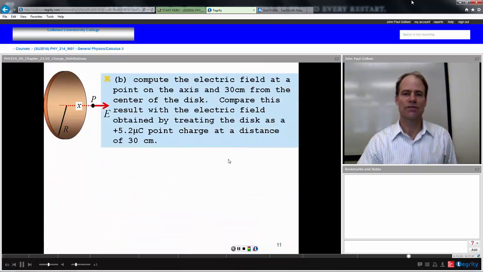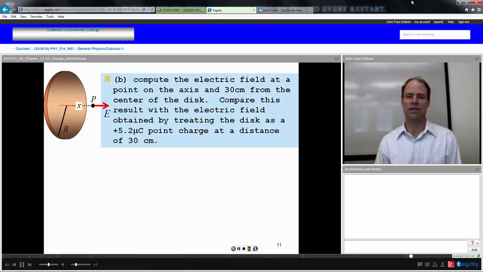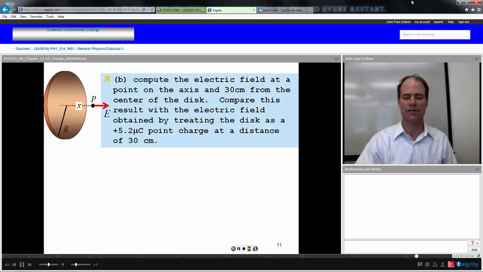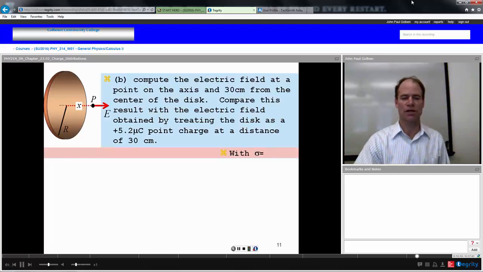Compute the electric field at a point on the axis 30 centimeters from the center of the disk. Compare this result with the electric field obtained by treating the disk as a 5.2 microcoulomb point charge at a distance of 30 centimeters. So we're going to move far away from this disk and calculate the field there and compare it to a point charge.